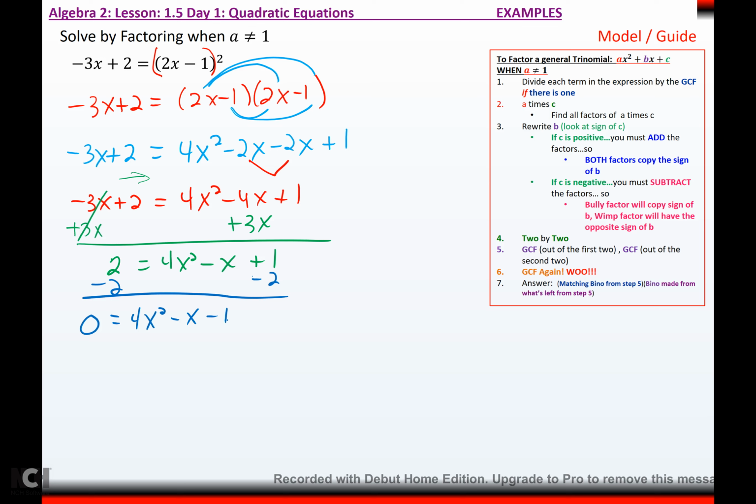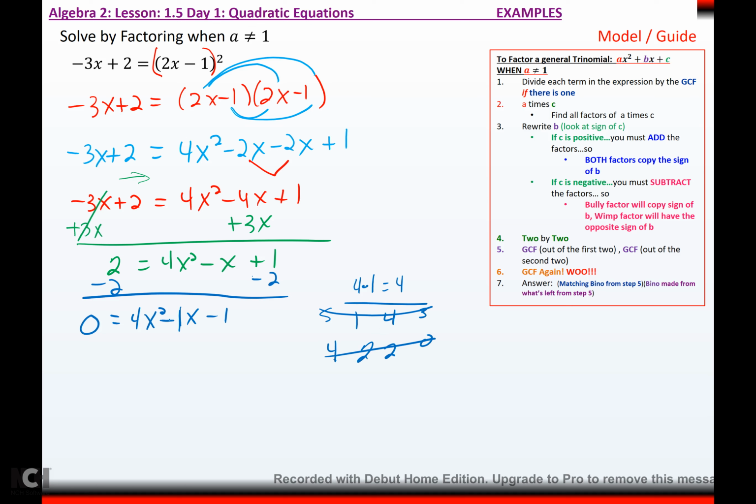Okay? Alright, so now we have our general trinomial, and we're going to try and factor it. So 4 times 1, a times c is 4. Factors of 4: 1 and 4, which if I add I get 5, if I subtract I get 3. I'm trying to make 1, so that didn't work. 2 and 2, if I add I get 4, if I subtract I get 0, that didn't work. So there's no way to make b.